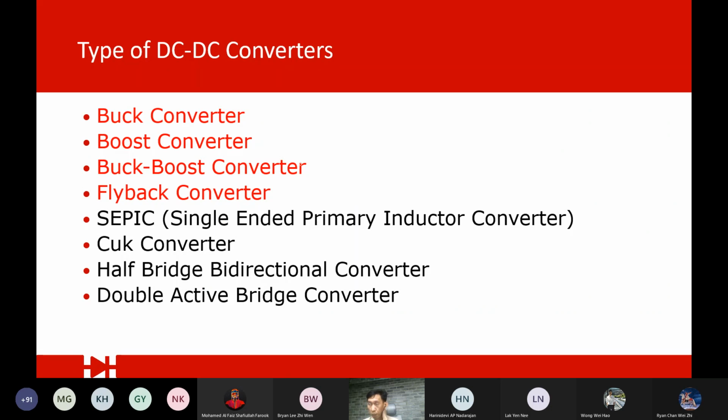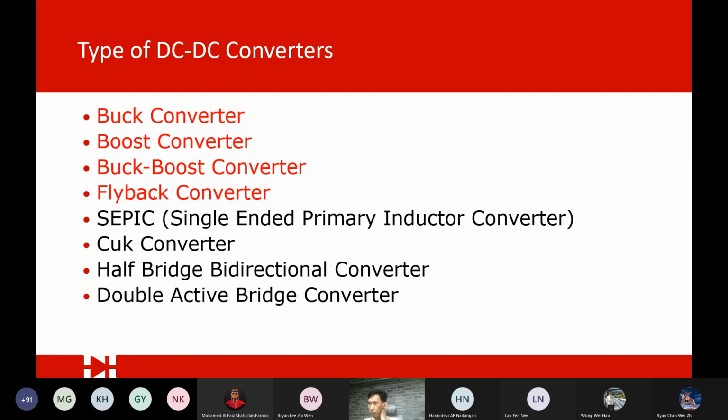Now we will come to DC converters. What we call these are types. Like I said, there are a lot of types. I cannot go through every single one of them, but I will go through the important ones. The 3 most important ones here are the buck converter, boost converter, and buck-boost converter.